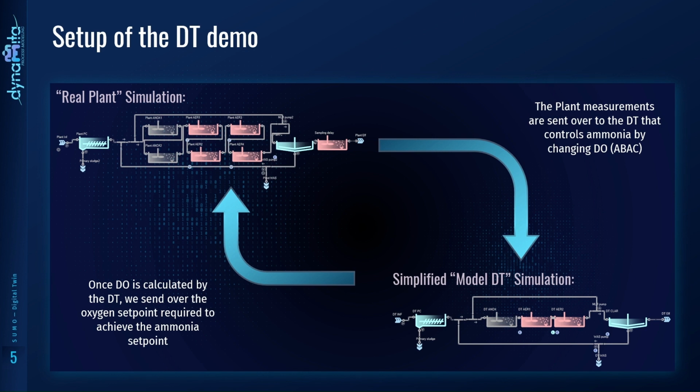The measured values in the plant are sent over to the DT, which has an ammonia-based aeration controller that controls ammonia around the set point by manipulating the dissolved oxygen concentration. Once the required dissolved oxygen concentration to maintain the ammonia set point is calculated by the DT, it will send the oxygen set point back to the plant's aeration tanks to achieve the same ammonia set point as in the DT. This assumes that the model is well calibrated and describes reality.